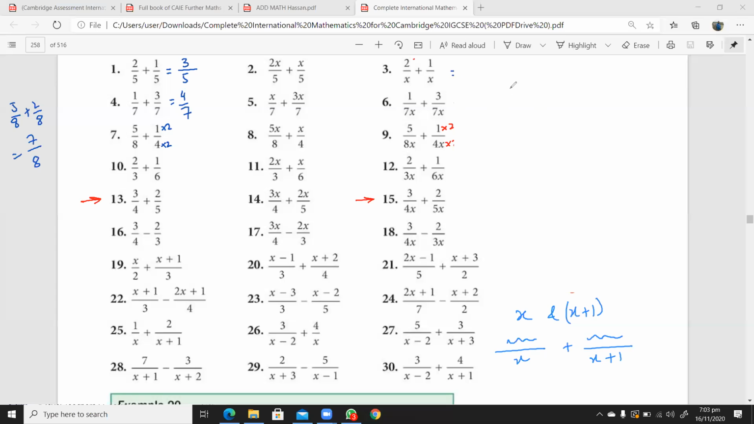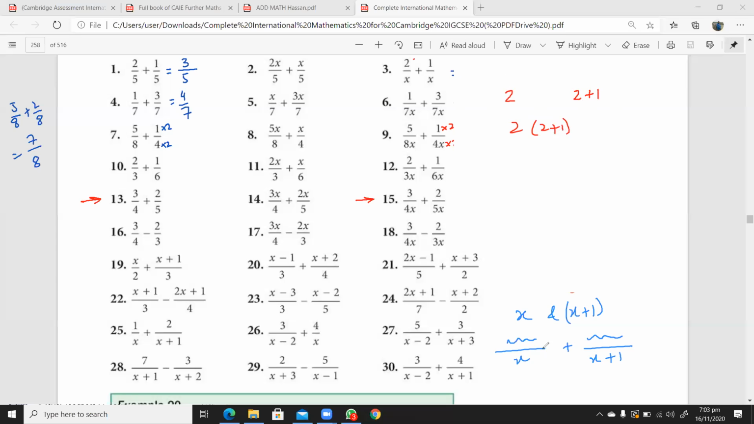Okay, what if it was 2 and 2 plus 1? What is the LCM of 2 and 2 plus 1? Kyun bhai, what is the LCM of 2 and 2? Bolo, what is the LCM of 2 and 2 plus 1? 6. Very good. That is basically 2 into 2 plus 1. So it is going to be 2 into 3.